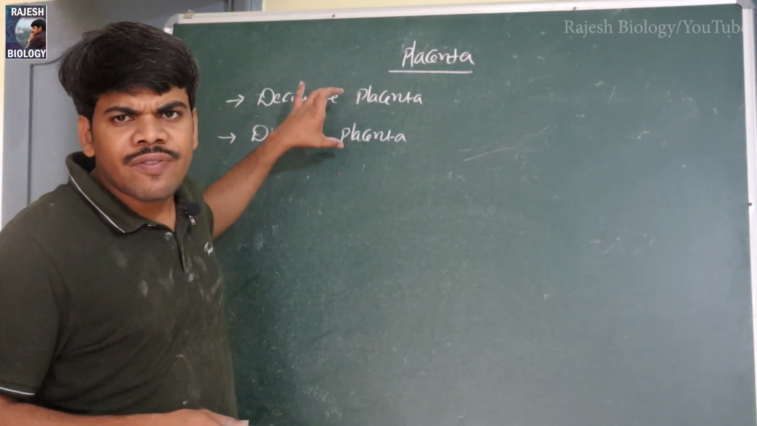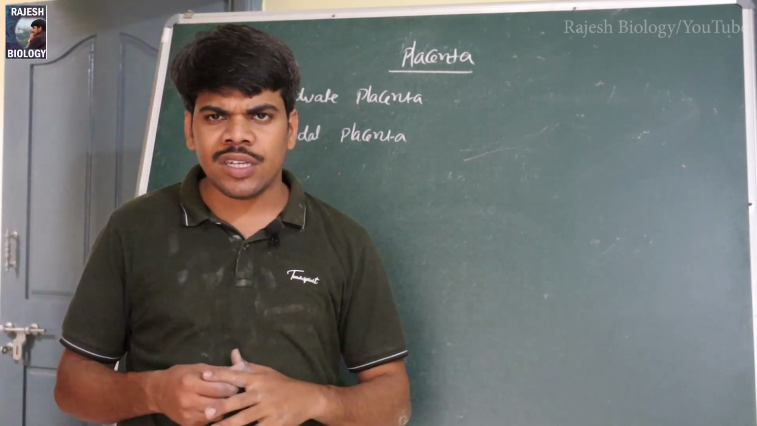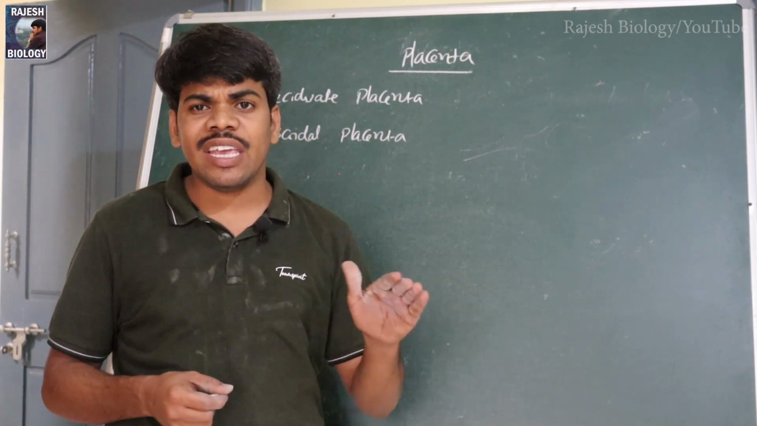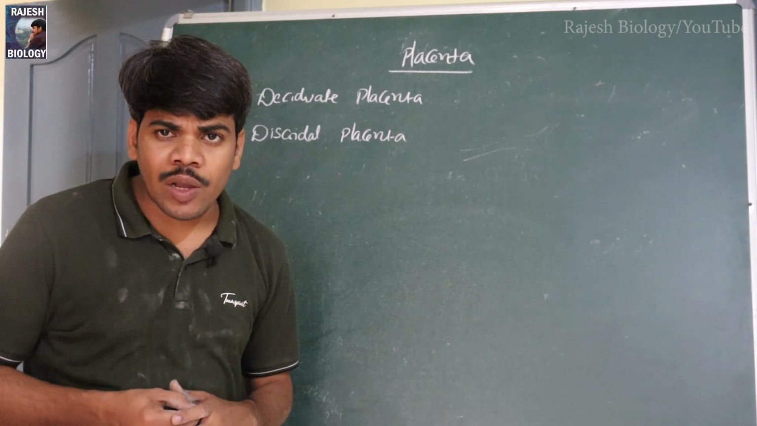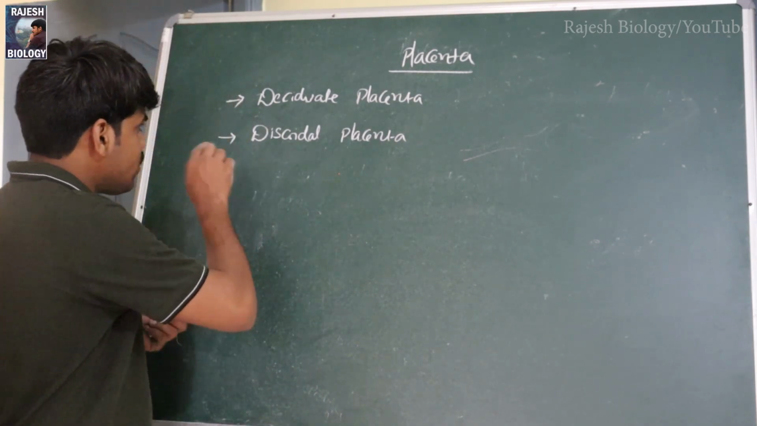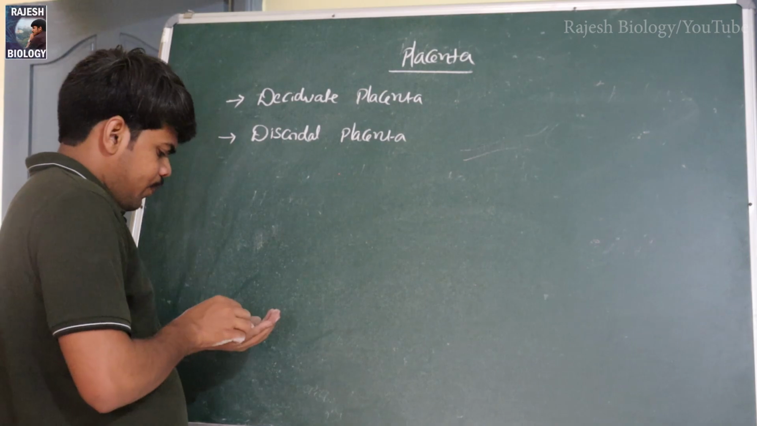First of all, we will justify these two names, then we will move to the structure of the placenta and why it is called hemochorial placenta and chorioallantoic placenta also. First of all, deciduate placenta.